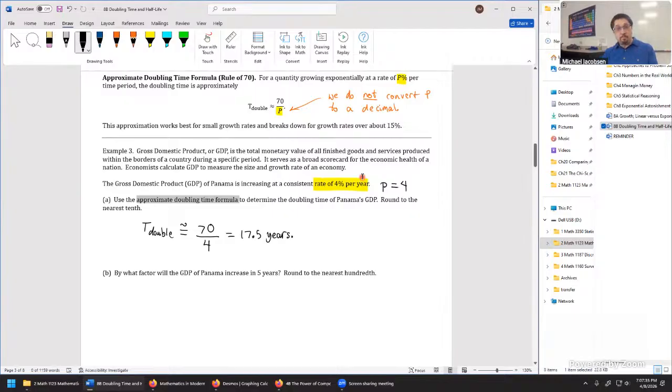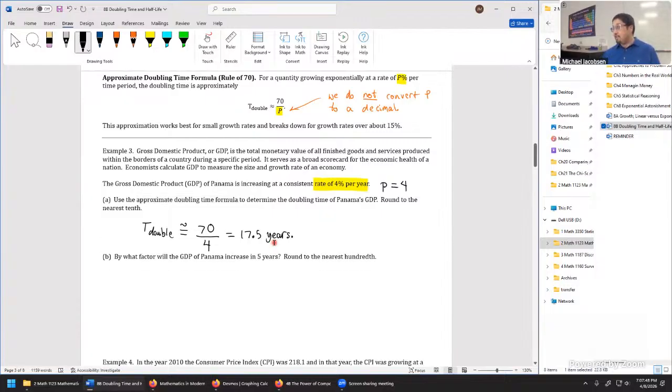If the percentage is given per month, we would have said 17.5 months for doubling time instead of years. So whatever the unit is here for time, we match up down here for the doubling time as well. So if the GDP continues to increase at 4% per year for Panama, we expect their GDP value itself to double every 17.5 years, is what this approximation is telling us.